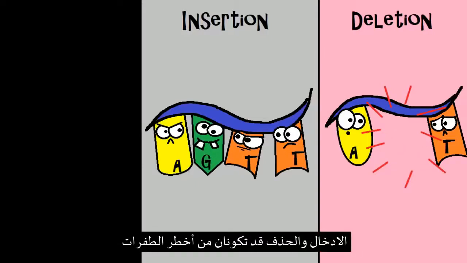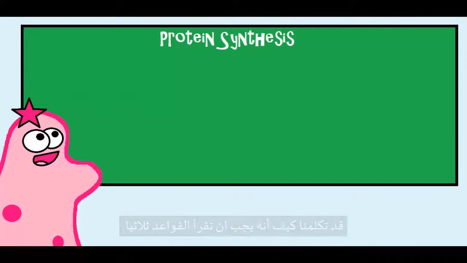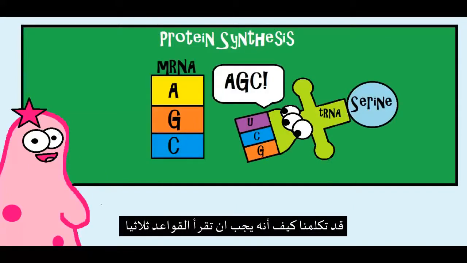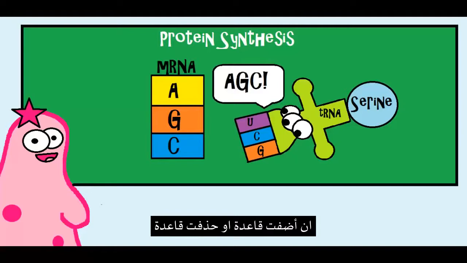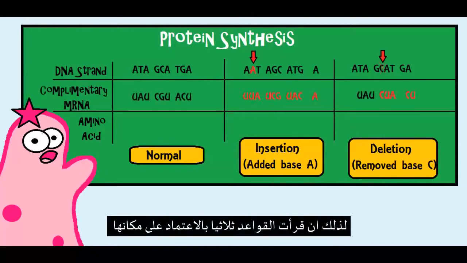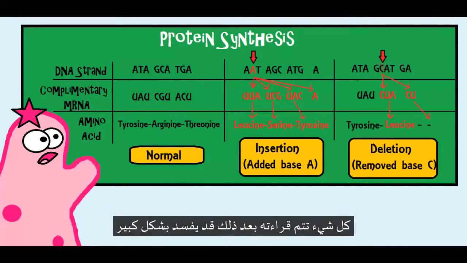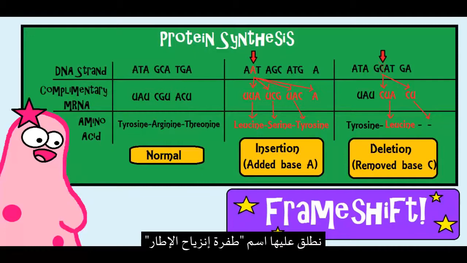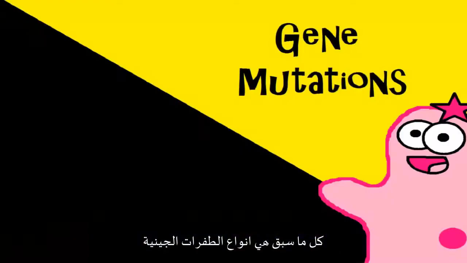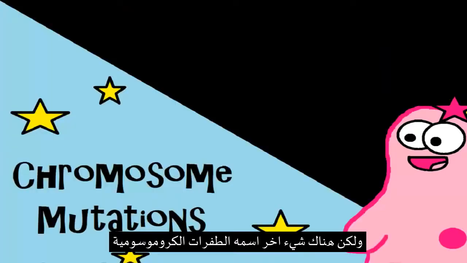Insertions and deletions have the potential to be especially dangerous because remember, in protein synthesis, we talked about how bases are read in threes. Well, if you add a base or remove a base, suddenly the number of bases total has changed, right? So if you read in threes, depending on where it happened, everything that's read afterwards has the potential to get really messed up. We call this a frame shift. Now, these were all types of gene mutations, but we also have something called chromosome mutations.